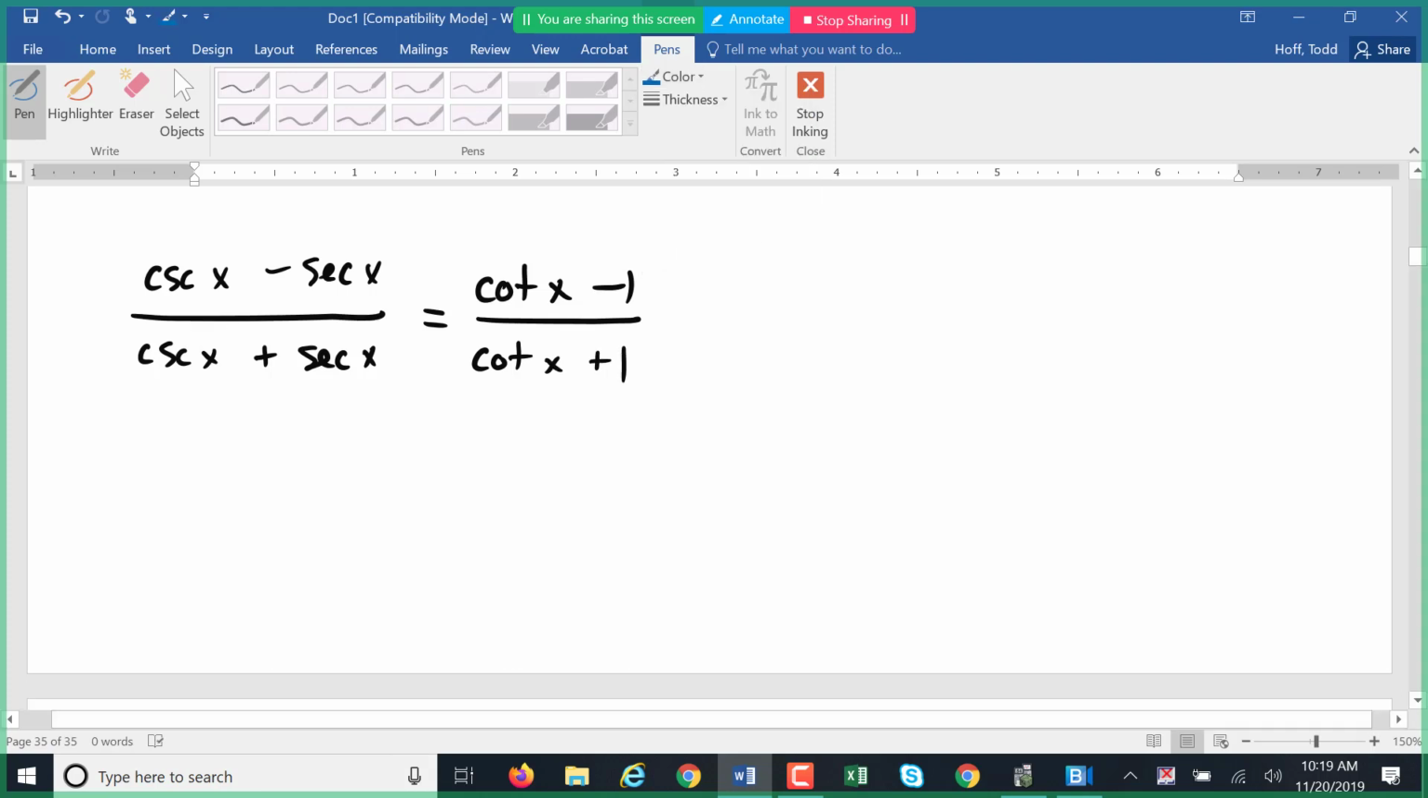Now, as always, let's replace each of these functions with sines and cosines. So cosecant of x is 1 over sine of x. Minus secant of x is 1 over cosine of x. This is all over cosecant, which is still 1 over sine x, plus secant, which is still 1 over cosine.